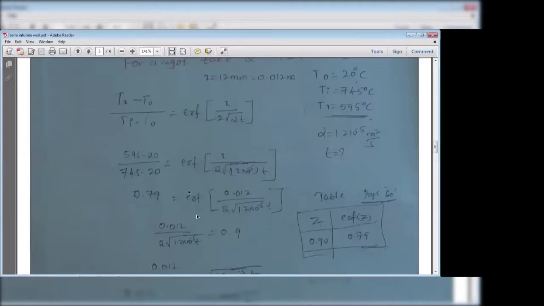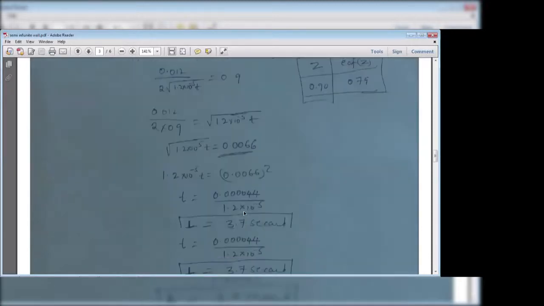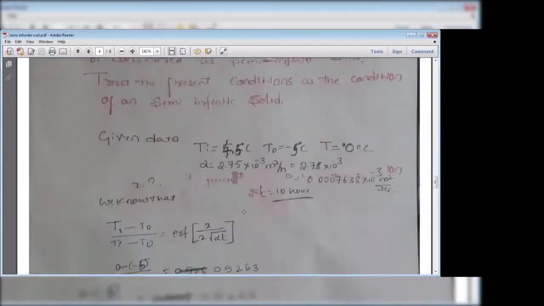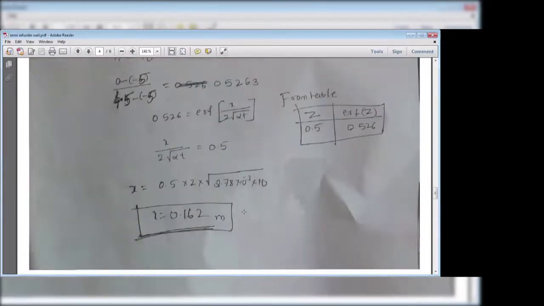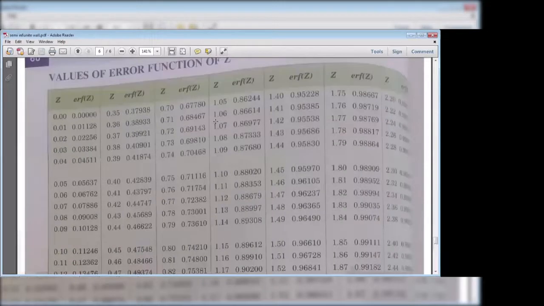So if the error function of Z is equal to 0.79, then what will be the Z value? Understand? We need to look at the error function. So you see here that 0.79 is the error function of Z. Come to the table here. Error function of Z. Okay, can you get this one?